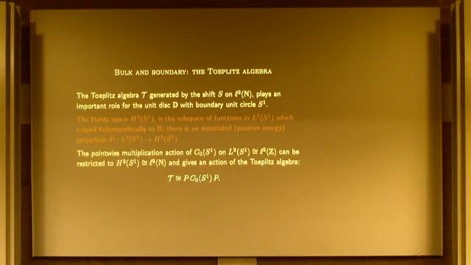And there's an associated projection, sometimes called the positive energy projection, because that's what happens when you look at loop group theory. The pointwise multiplication action of the functions on the circle can be restricted down to the Hardy space, and it gives an action of the Toeplitz algebra. So you've got another way of thinking about the Toeplitz algebra as a sort of compression of the functions on the circle.